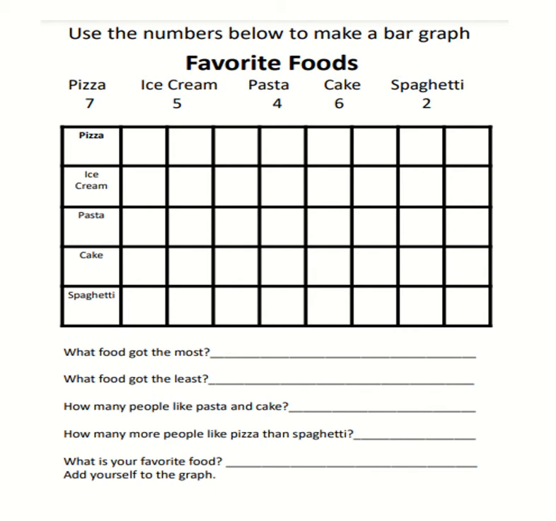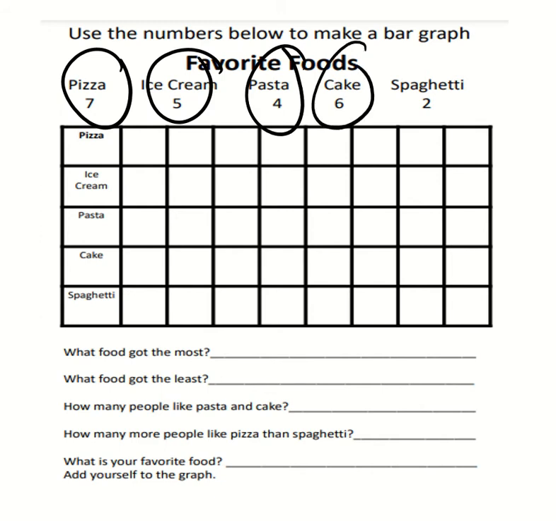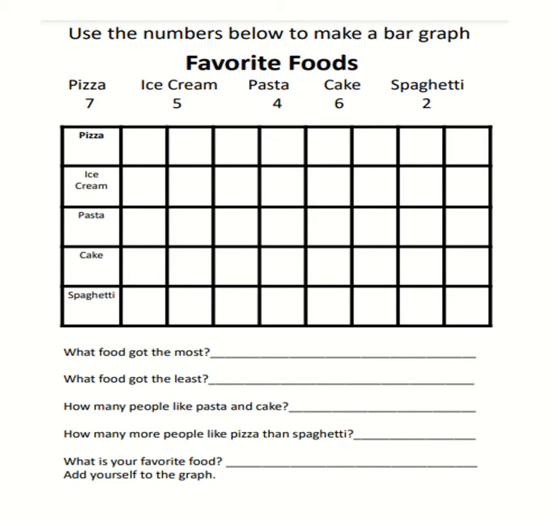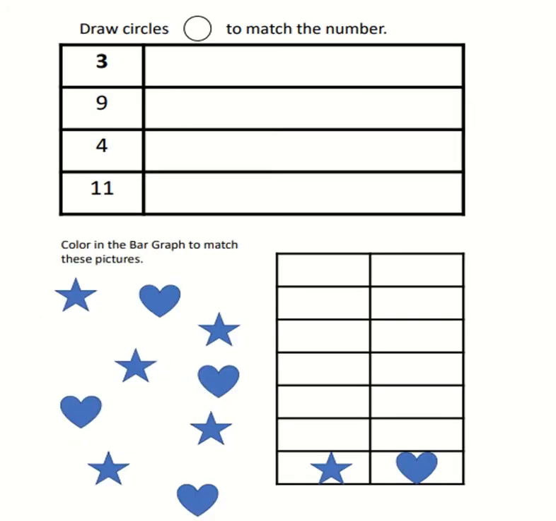Now, let's just say you don't like pizza, you don't like ice cream, you don't like pasta, you don't like cake, and you don't like spaghetti. For the purpose of this activity, boys and girls, what you can do is ask somebody else what their favorite one is, or you can just pick any random one, because we just want you to add some data into the graph. On the bottom here, boys and girls, we're going to be drawing circles to match each of these numbers, so this one's actually pretty straightforward.